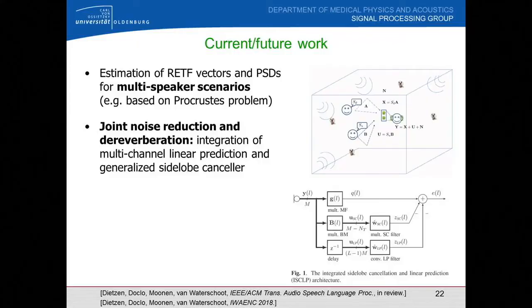Okay, so what are still challenges or current and future work? In the first part of the talk, I talked about this joint estimation of RTF vectors and PSDs, but this was just for a single source scenario. Basically, there's typically multiple, moving sources, so we would like to estimate all the RTF vectors and all the PSDs.